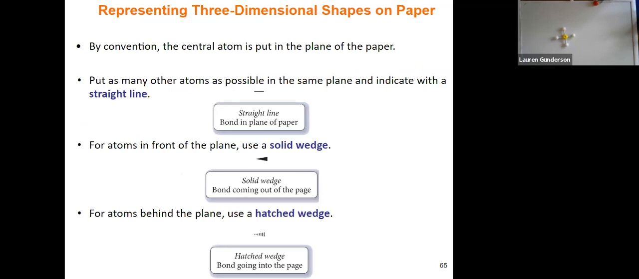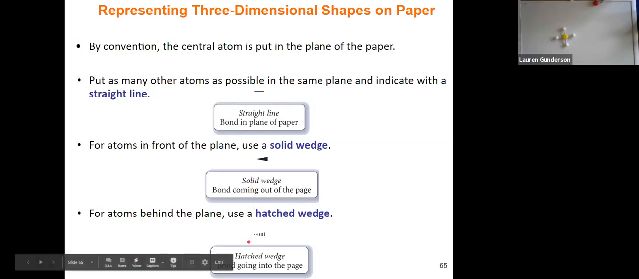So how do we represent 3D shapes on paper? Okay, you see what happens in the textbook all the time. We use straight lines as often as possible. But the problem with that is that we don't actually see what the molecule would look like. So we can represent the molecules as 3D forms by using solid wedges and what are called hatched wedges in our drawings of the molecules.